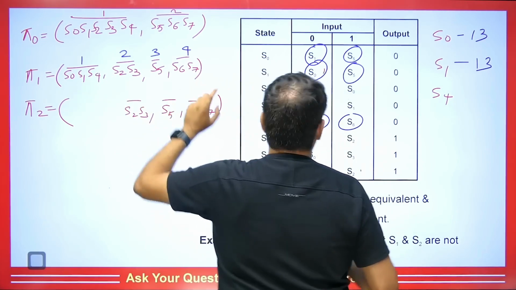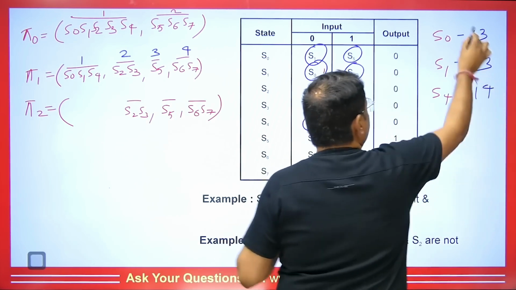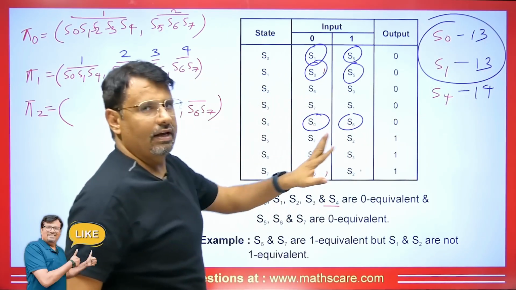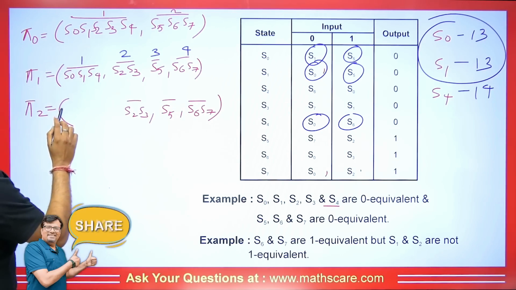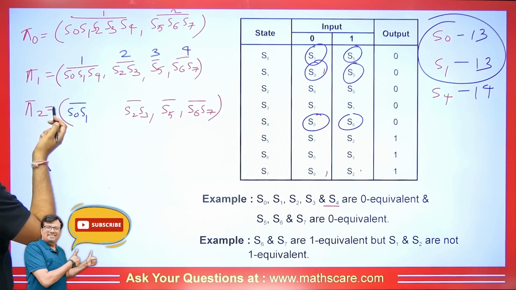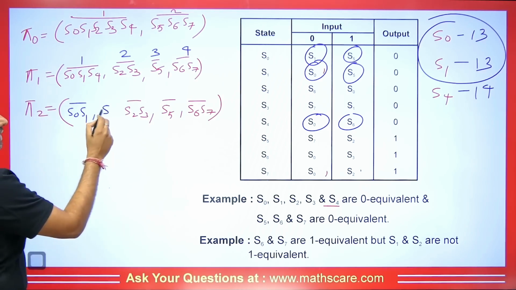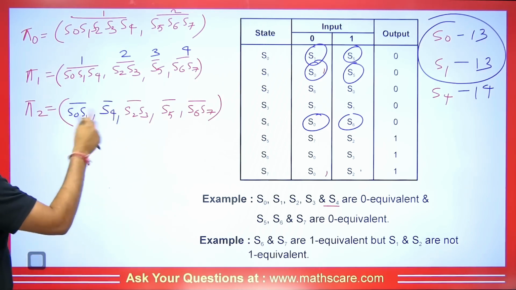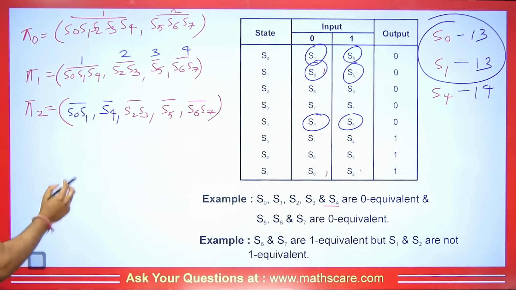If we have S0 and S6, then it will be 1, 4. So these two will be in the same class and this one will be different. It means that both of these, like S0 and S1 that we have, are 2-equivalent and this is also 2-equivalent, right? Is this clear or not? But these two are not equivalent to each other. You need to understand this.